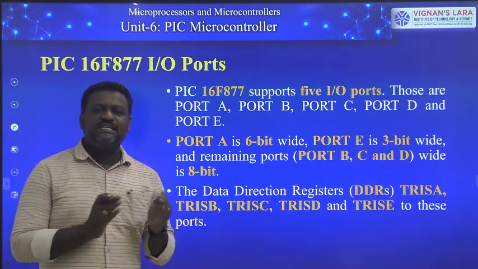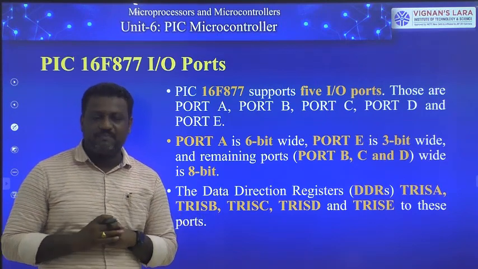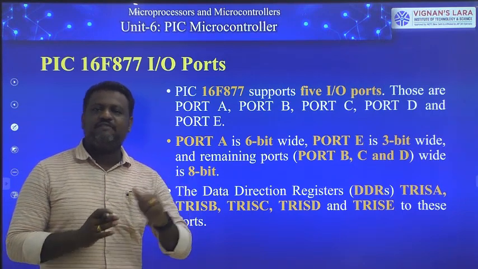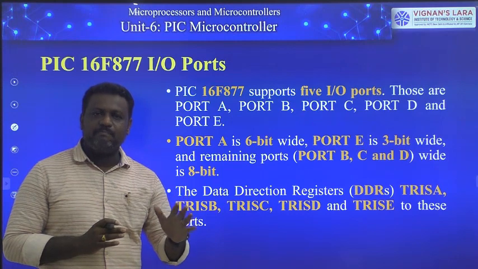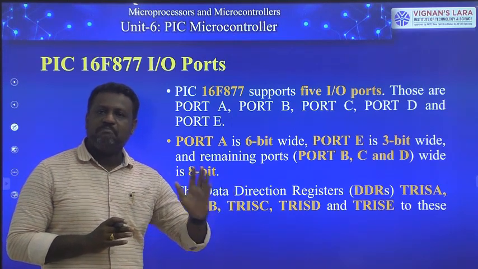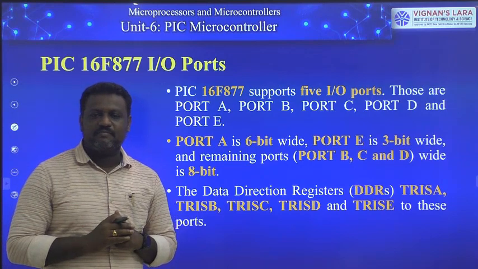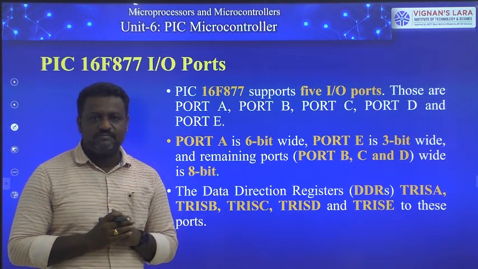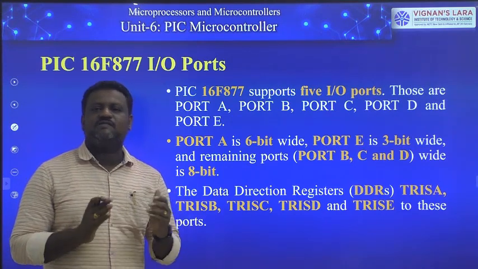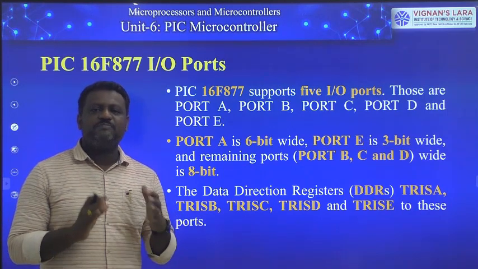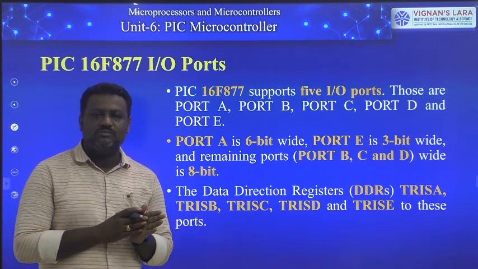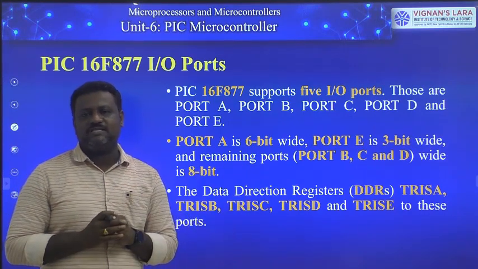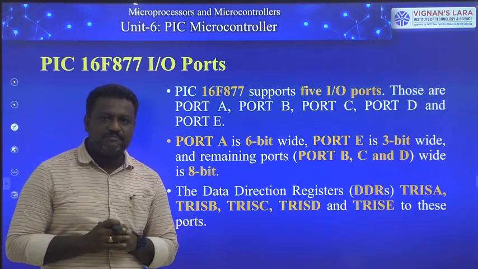In the last class, we discussed the architecture of the PIC 16F877 controller, and I raised one point regarding I/O ports. PIC 16F877 has a total of 33 I/O pins. Those 33 pins are organized in 5 I/O ports: port A, port B, port C, port D, and port E. Port A is a 6-bit I/O port, which has 6 pins. Port E has only 3 pins, so it is a 3-bit I/O port.